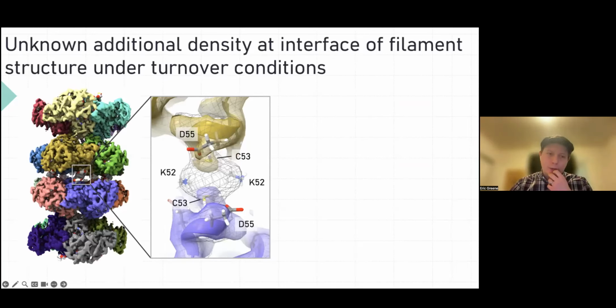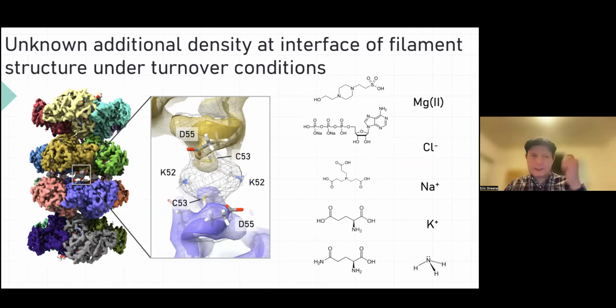The next step came when we wanted to compare the turnover filament structure that I'd shown you earlier with the apo filament structure. One thing that we saw when we started comparing these was this nice big blob of density that bridged these two monomers at this filament interface. And so we started thinking, well, okay, we have two different cryo-EM experiments, one in apo conditions where we didn't have any substrates, and then one in turnover conditions. So it's a very defined experiment. We know exactly all the chemical compounds that are in there. So what could be fitting in here to make this work?